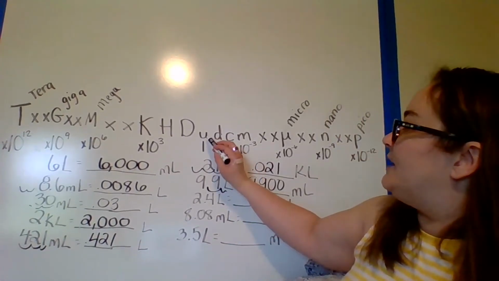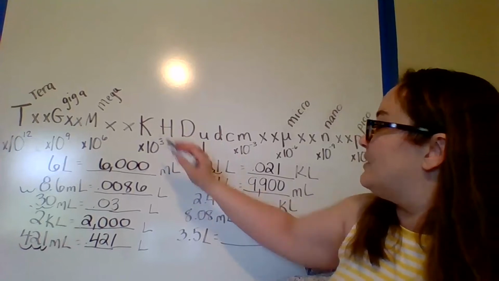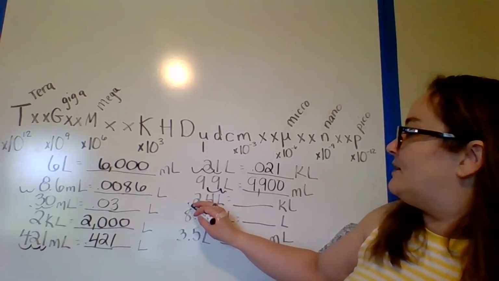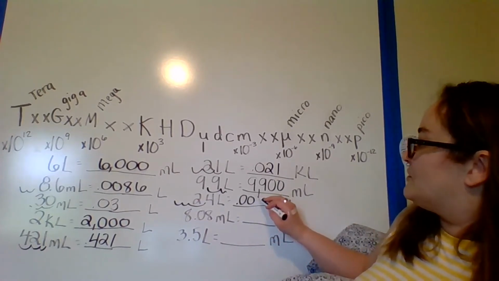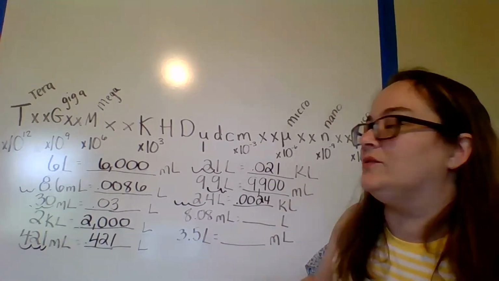2.4 liters is how many kiloliters? So we're going to start on liter and end on kilo. 1, 2, 3 to the left. So that's 1 to the left gets us to 0.24. So that next 2 have to be zeros. So 0.0024 kiloliters.